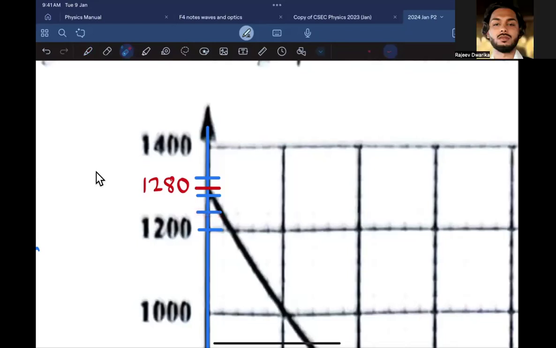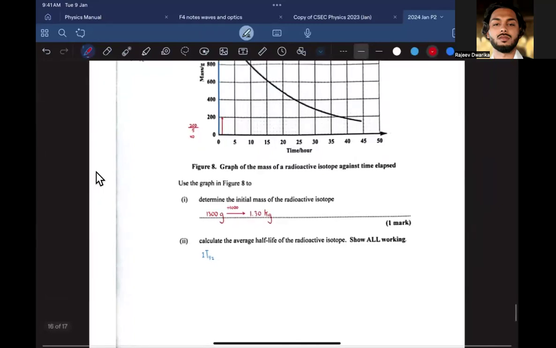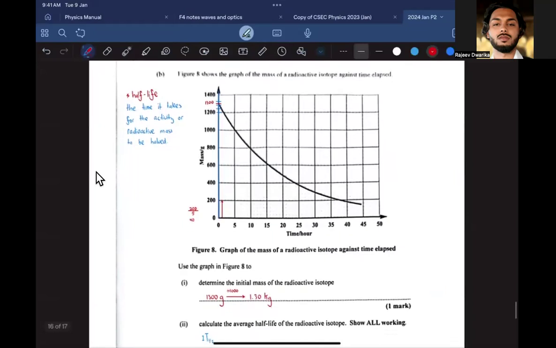No, I made a mistake, because watch, this will be 1,240. This could be 1,280, and this is 20 more, so that'll be 1,300. My bad, guys. Yeah, that'll be 1,300, and that'll be 1.30. Right. And so what is half of 1,300?